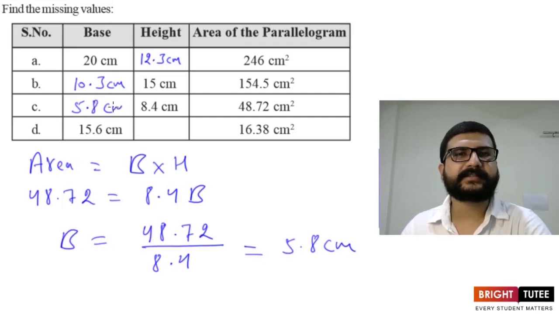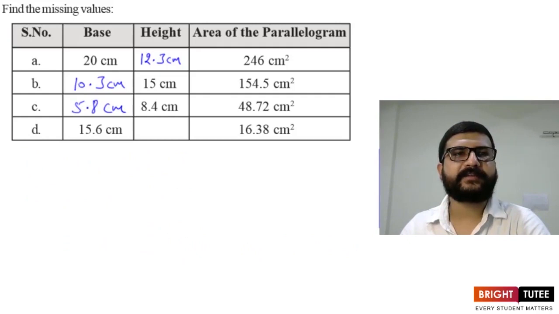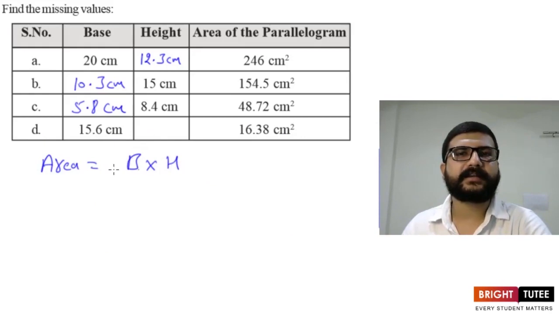5.8 centimeters. Now the last part of the question, here we have to find height. Base is already given to us and area is also given. So again by using the same formula, area is equal to base into height. Now area is 16.38. So it means 16.38 will be equal to base into height, which is 15.6 h. Now we have to get the value of h from here.